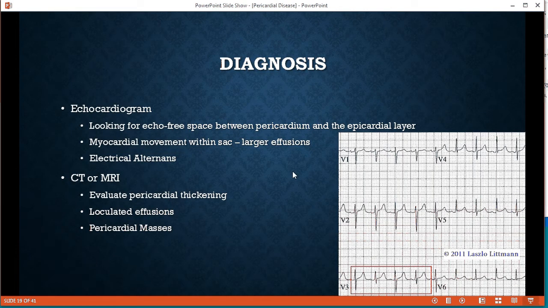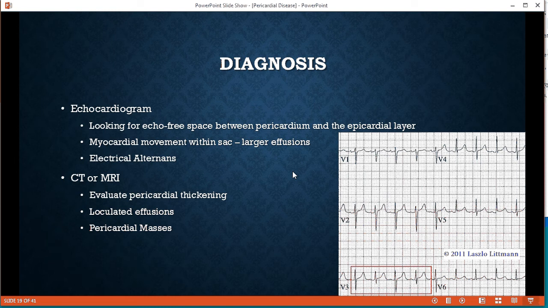So for diagnosis, when you suspect somebody has a pericardial effusion, the study of choice is typically an echocardiogram. Although it's not the most definitive test, it can help you determine whether or not there's fluid in the pericardial sac. What you're looking for is a space with hypoechogenicity, or an echo-free space between the pericardium and the pericardial layer.